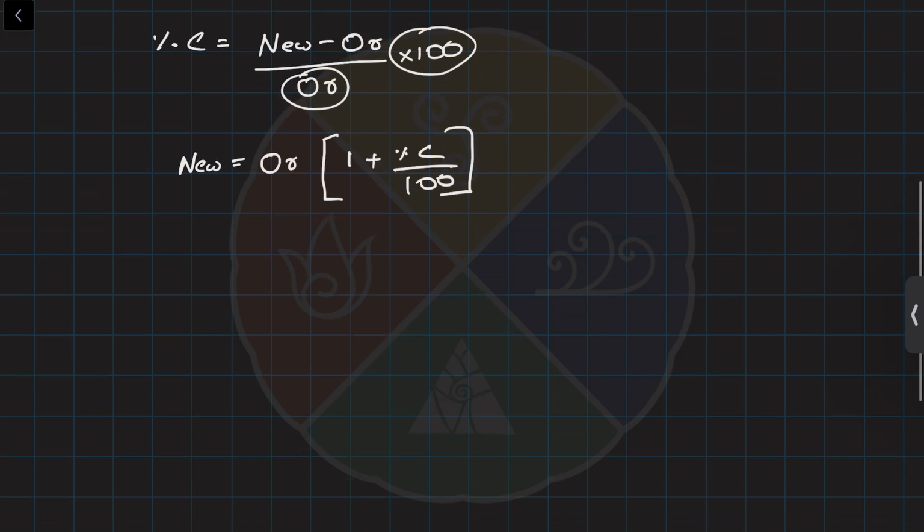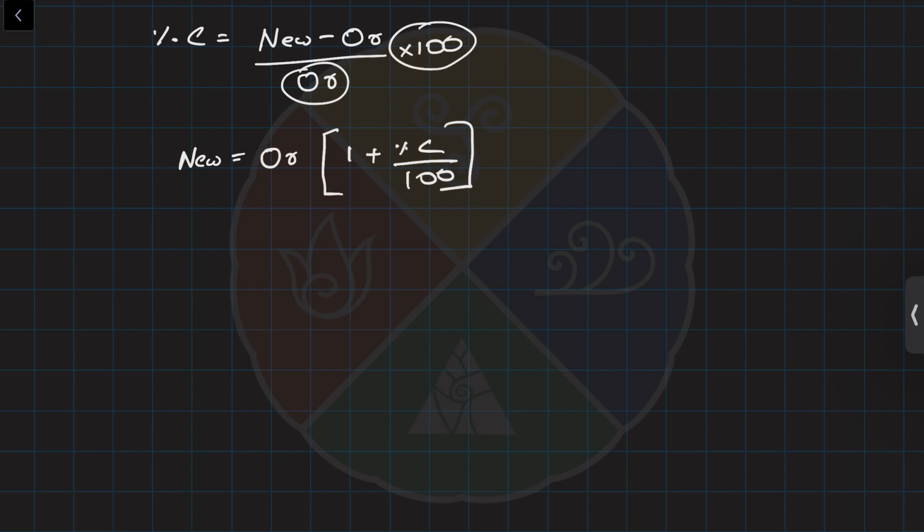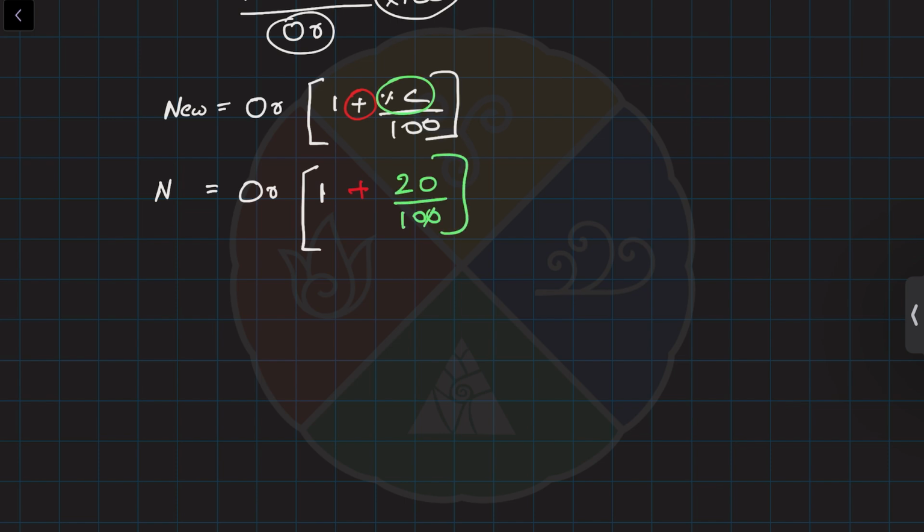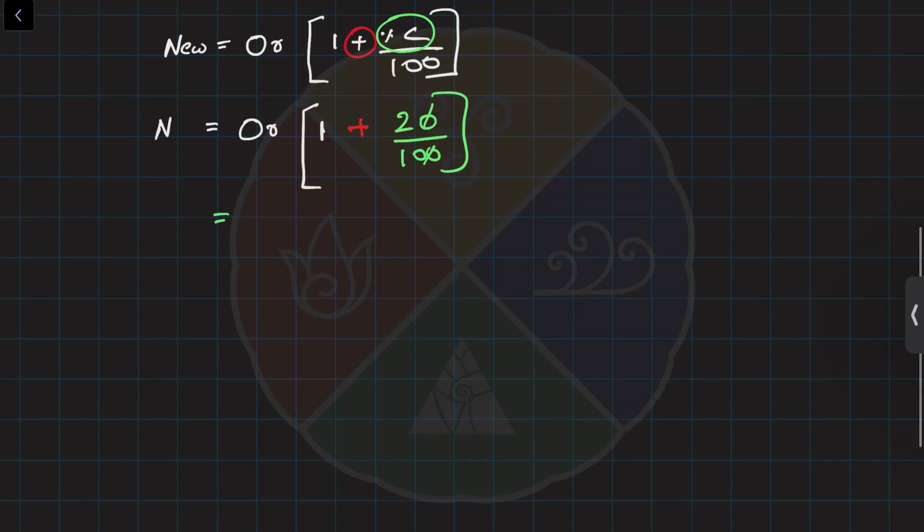Why is it powerful? If someone says that the new value is 20% above the original value, or the original value increased by 20%, then the new value will be original value, and since it is increased, this will remain as plus, and this percentage change is 20, so 20 divided by 100. Once you solve it, it will be original value into 1 plus 0.2, or you can write it as 1.2 original value.